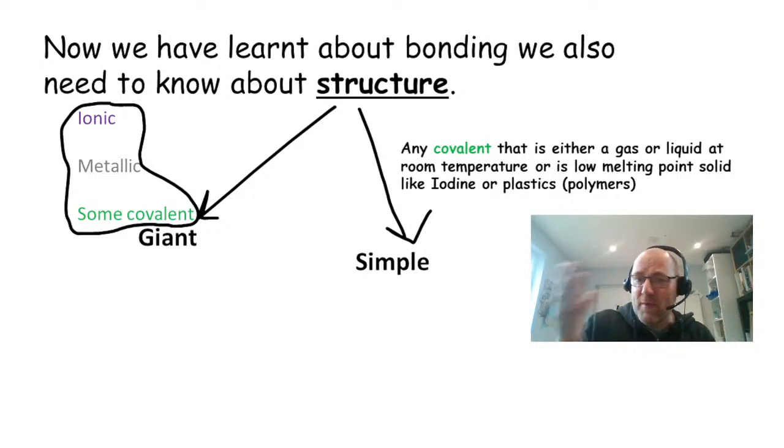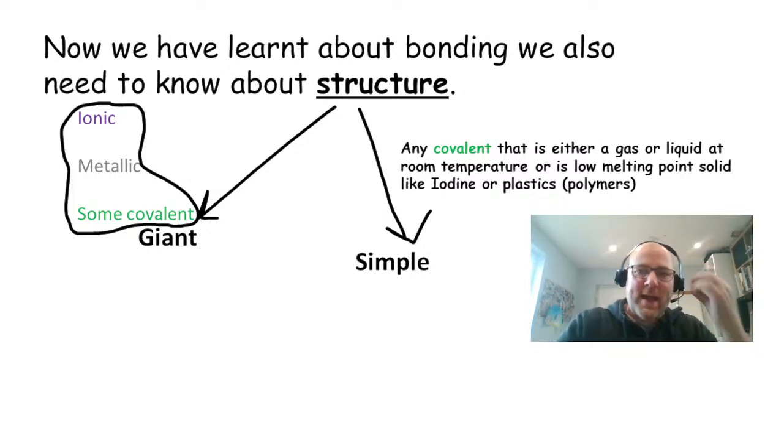You can then work out the bonding. If it's non-metal and metal, it's ionic bonding and a giant structure. If it's just the metal on its own, it's metallic bonding and a giant structure. Okay, now covalent, some are giant and some are simple, so that's more complicated. We'll get into that in a little bit.